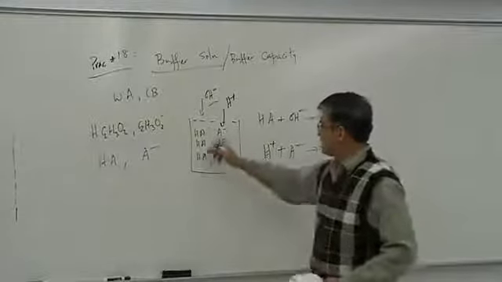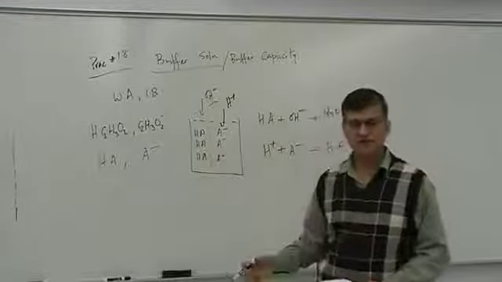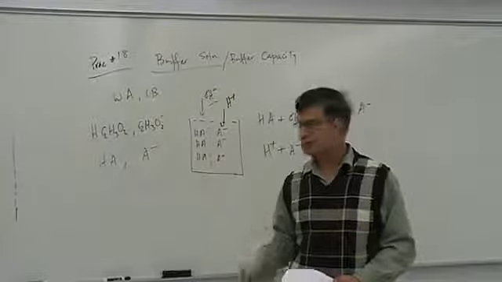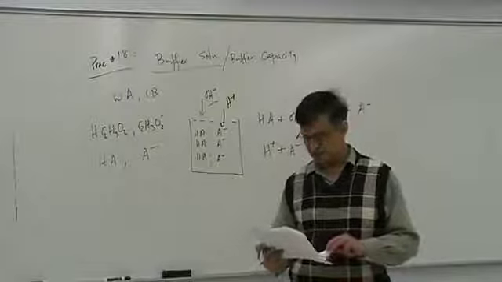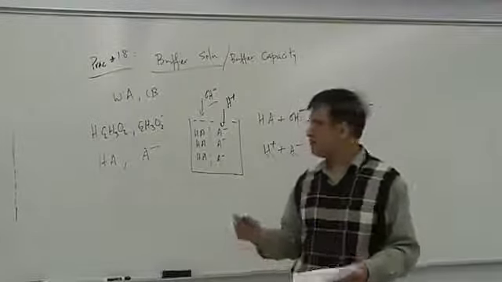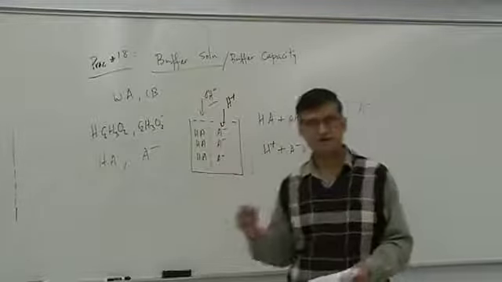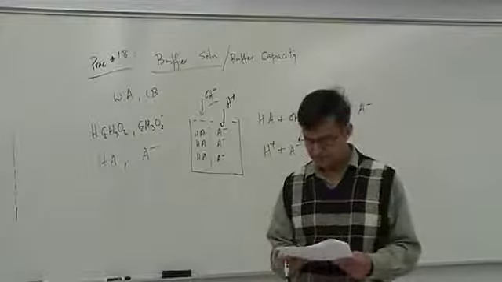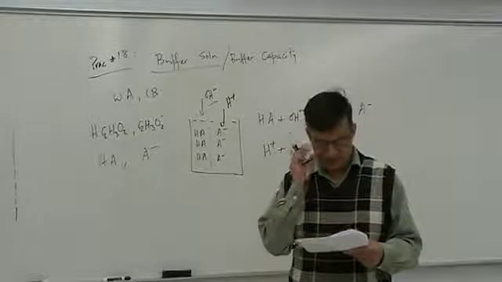So if I have a large quantity of HA or a large quantity of A minus, buffer capacity will be larger. That means you can add a lot more H plus and OH minus before pH starts changing. So keep that in mind. Buffer capacity depends upon how much of the weak acid and its conjugate base are there in the solution. So now we'll be going over some specific problems.